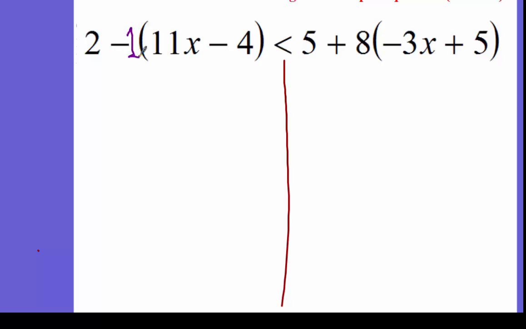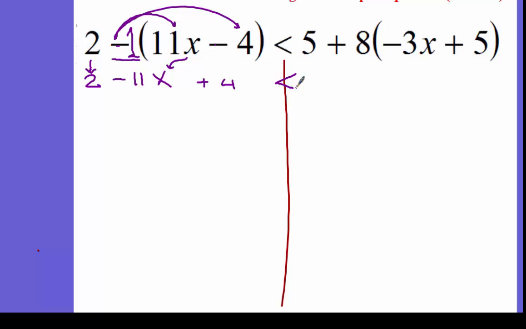Alright, so we're going to rewrite the 2. We're going to take this negative 1 and multiply by everything inside. Negative 1 times x is negative 1x, that's where that x comes from. Negative 1 times negative 4 is a positive 4. Again, negative times negative is positive. Then my inequality sign, that's less than.